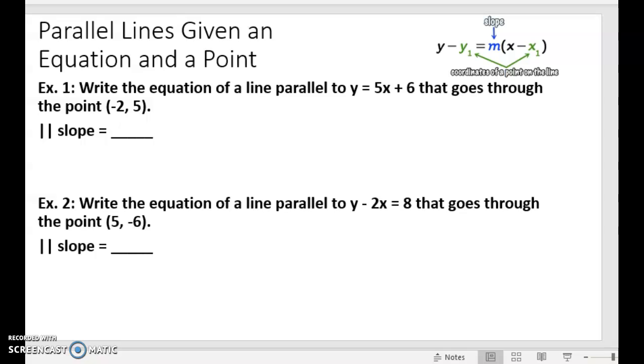Okay, for this next video, we're going to focus on parallel lines. The first thing I want you to consider is what is that important characteristic about parallel lines that we need to know. And that was that parallel lines have the same slope. You're going to hear me say that 100 times. All right, so again, we're going to be using this point-slope form in order to solve our equation.